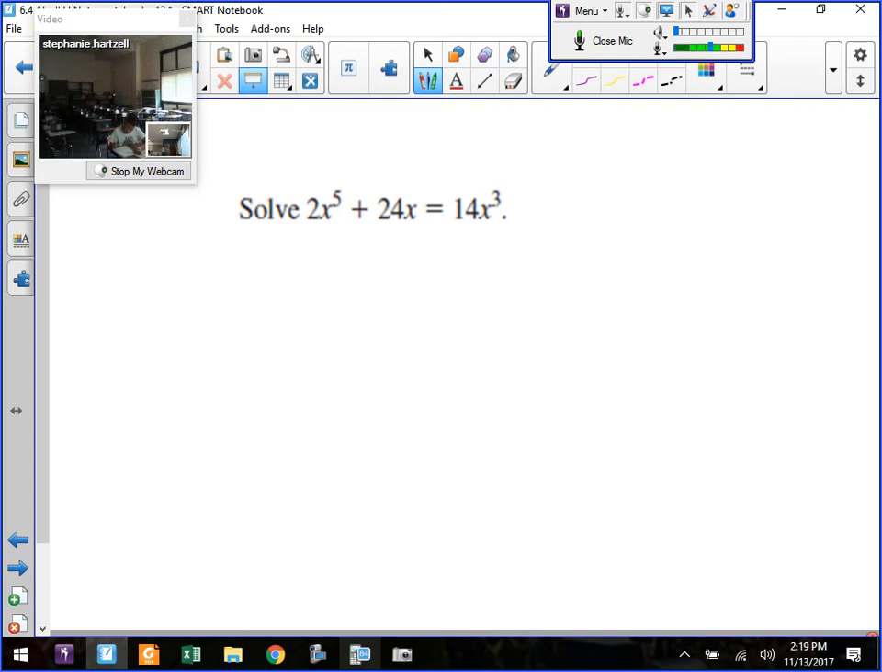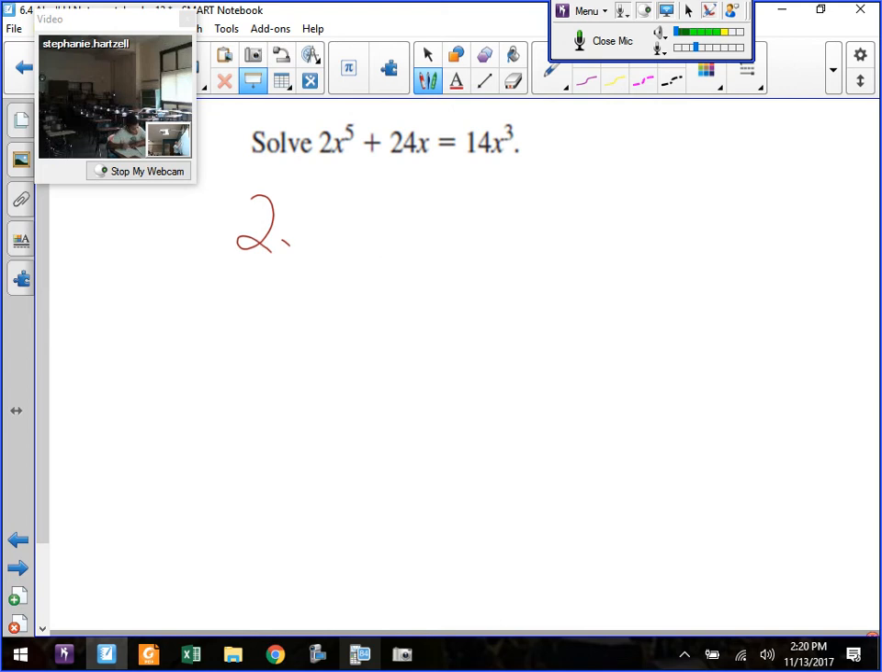All right, 2x to the 5th plus 24x equals 14x cubed. Now, obviously there's a 0, we're going to have to find a 0 here because it has an equal sign. As you write this problem down, why not just put it in descending order as you're starting the problem out? Automatically, just write down 2x to the 5th minus 14x cubed plus 24x is 0.